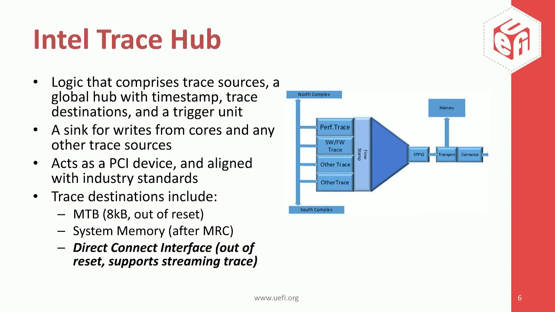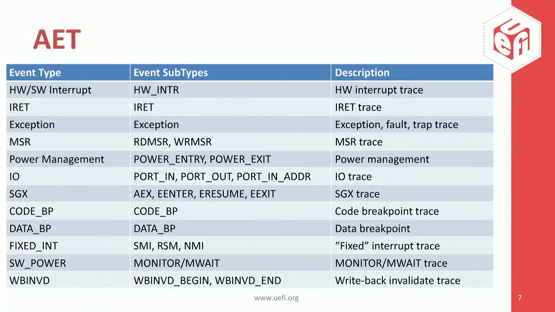And the third one is the Intel Direct Connect Interface, or DCI. And this is the one that goes out USB out of the target. There's no hardware probe required, and it streams out, right? So it's available out of reset, and the trace data continually streams out of the target and goes up that USB connection and is stored in host memory at the remote host. So really, you've got the best of all worlds with the DCI, and that's what's going to be demonstrated today as we look at some of the specifics of AET.